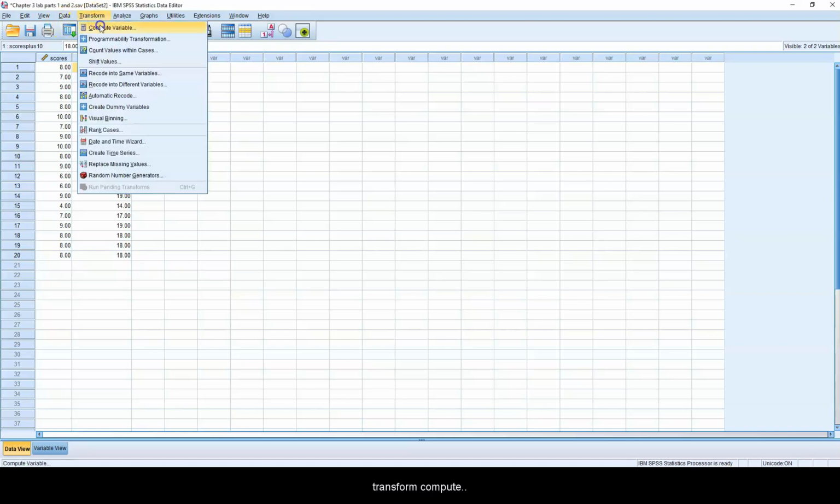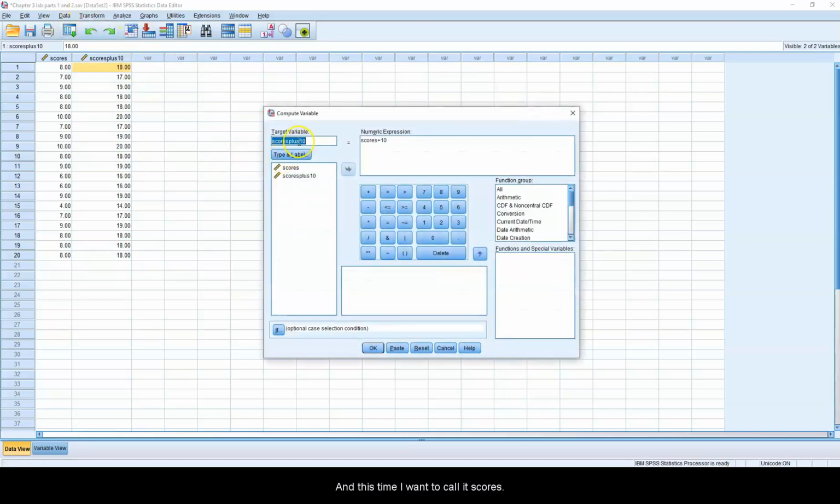Sure. Transform, compute variable. And this time I want to call it scores, how about by 10? And what that means is multiply by 10. And what I'll do here is adjust this. Scores, and I think it's an asterisk. Scores by 10. And again, if I were really doing this, one thing I would want to do is be sure to leave a trail with the syntax. I think that's important. What you don't want to do is lose track of what you're doing. That's the most important thing.